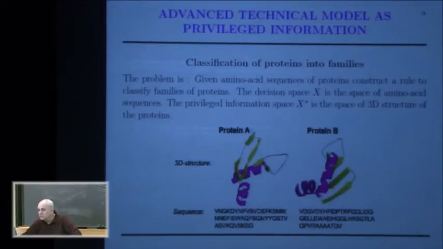So this is the problem: classification of proteins into families. The decision space is amino acid sequences. People would like to make classification using amino acid sequences, and the privileged information is 3D space, information about 3D molecules. The 3D molecules have everything, but sequences are much poorer information about that. During the training procedure I have both of them, but in testing I would like to use only sequences.